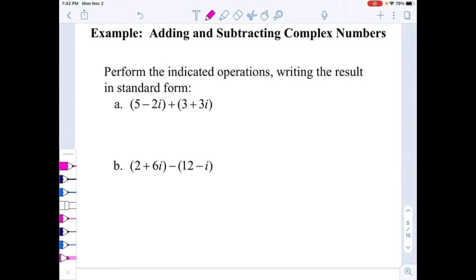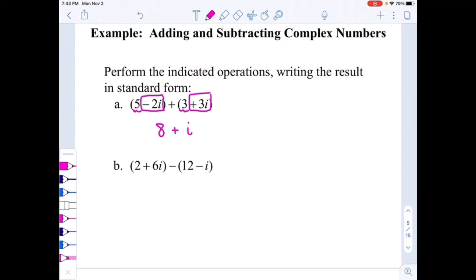Since it's an addition problem, we can just go ahead and add the like terms. We don't have to worry about the parentheses. So if I have a 5 and I'm adding that with 3, we're going to end up with 8. If I have a minus 2i and a positive 3i, when I add them together, it's just going to give us a positive 1i. So we could just write it as i.